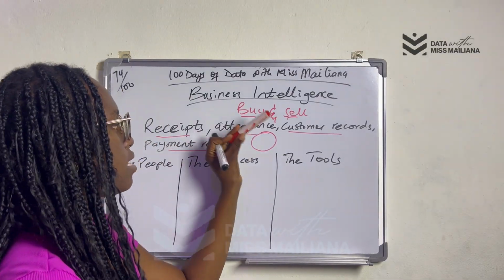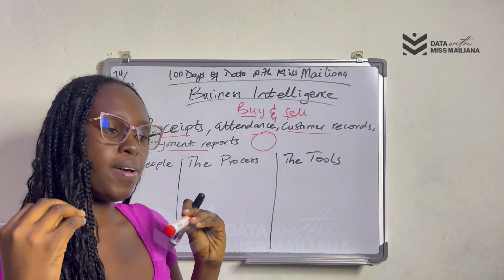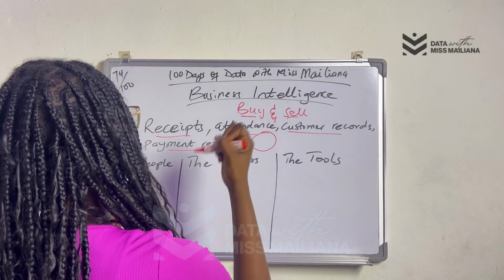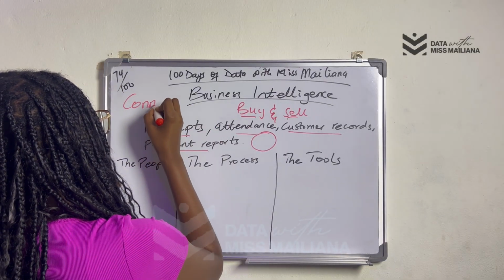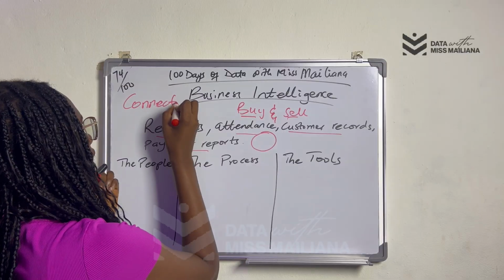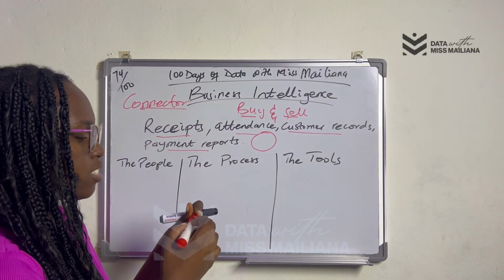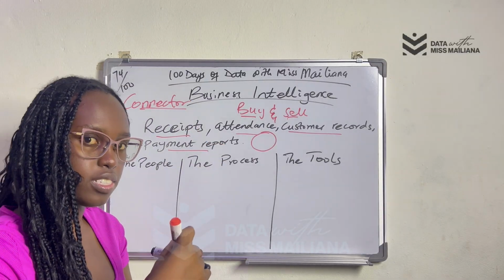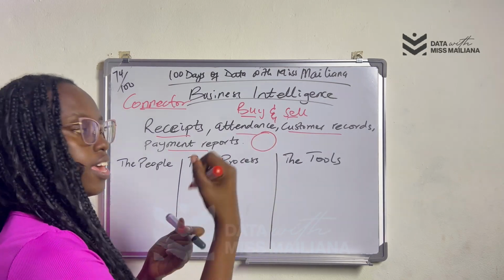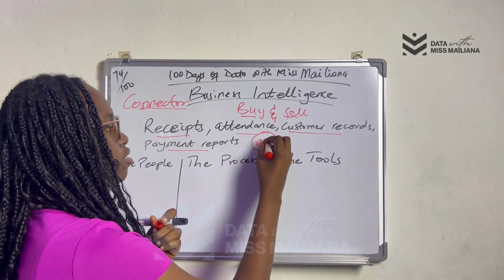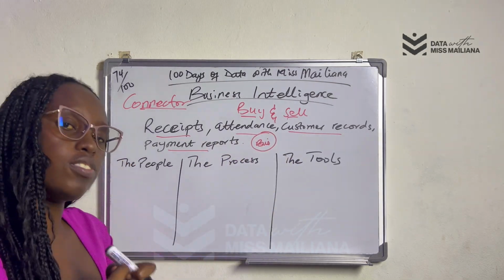So think of business intelligence as a connector, right? Business intelligence becomes a connector that connects all activities and records that are kept in the business together. Okay. All right, so let's move on to the next phase of this video.